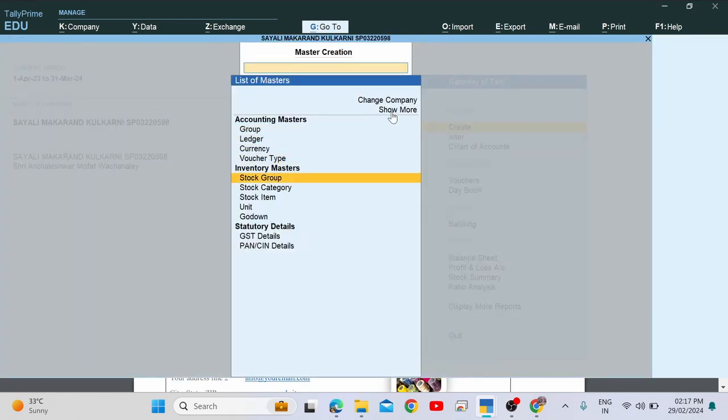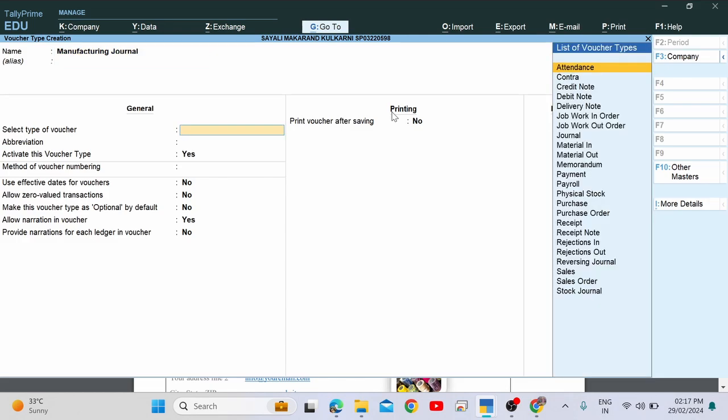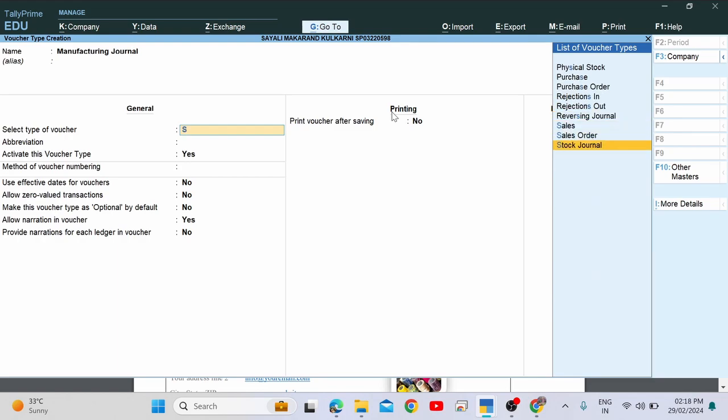Gateway of Tally, create button, and then in the create button, voucher type button, and then in the voucher type I am creating, say manufacturing journal. After selecting manufacturing journal, then select the type of voucher. ये किसका type है? In which category should I put this manufacturing journal? Tally is asking, the father of manufacturing journal. So you will get here stock journal. Do you have stock related something? Yes, stock journal. This is the part of stock journal.